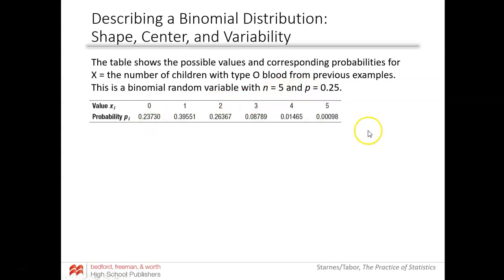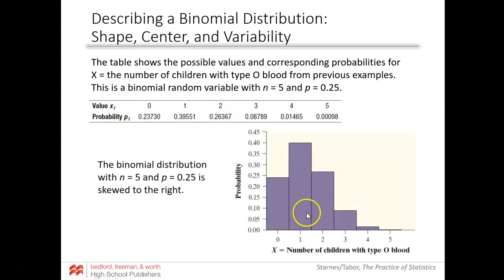Okay, so here are the probabilities. You can see where the bulk of them lie, over in this area. So this probability distribution is skewed to the right, which makes sense. The probability of having type O blood is fairly small, so you shouldn't have a high probability of all 5 kids having that type of blood. That's just not how probability works. Just like all of our other distributions, they can be skewed, they can be symmetrical.